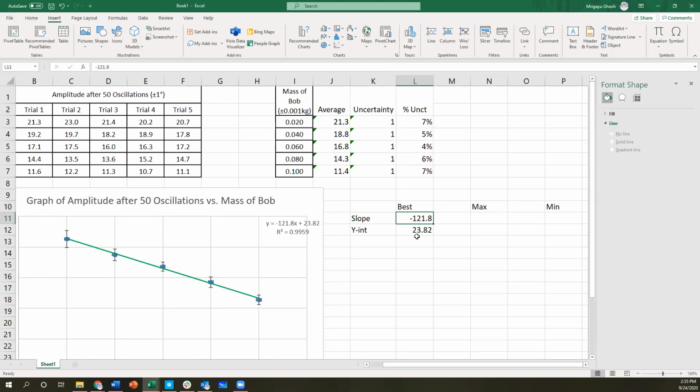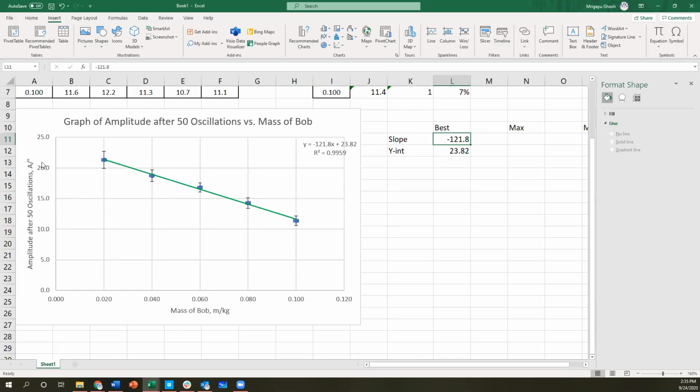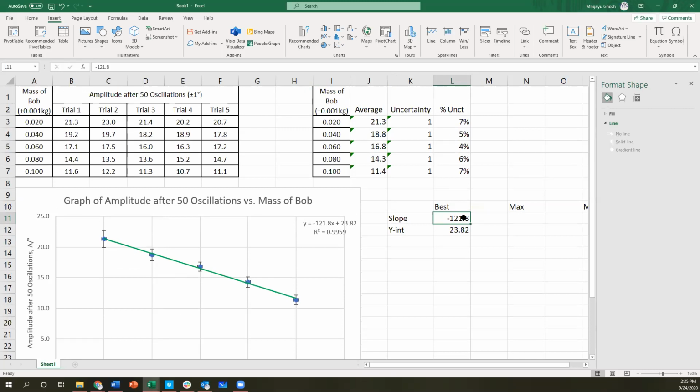Now, whenever you're doing units, the unit of the slope is always y over x, right? Because what is the slope formula? It's y2 minus y1 over x2 minus x1. So ultimately, you're going to get y over x as the units. So in this case, the units would be degrees per kilogram. So the slope is negative 121.8 degrees per kilogram.